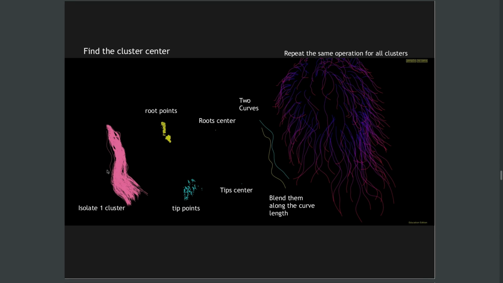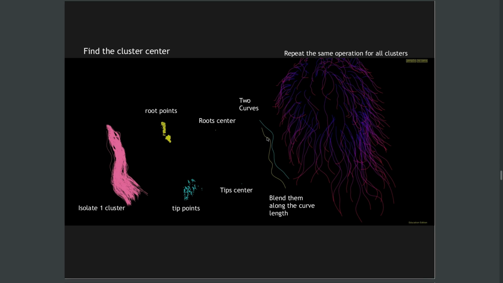What I'm going to do is find the curve that always travels at the center of the cluster itself. The way I'm going to do that is I'm going to isolate all the points at the root and all the points at the tip. Once I have that, I'm going to average all the points at the root and all the points at the tip. And that will give me 2 points. I'm then going to find the curves that are closest to these 2 points, and that will give me 2 curves. And these curves are the curves that nicely flow through the center. One of them starts at the root and one of them ends at the tip.